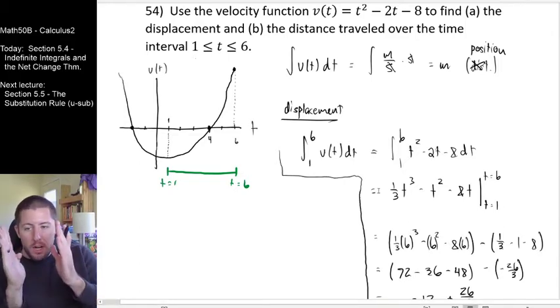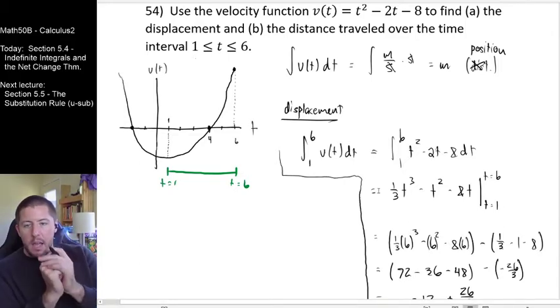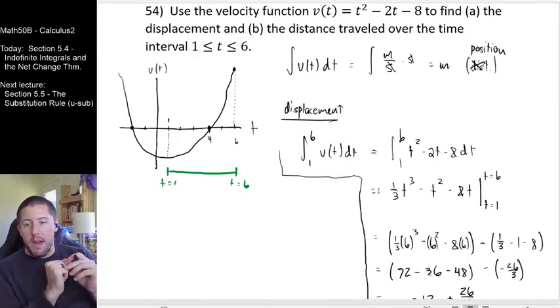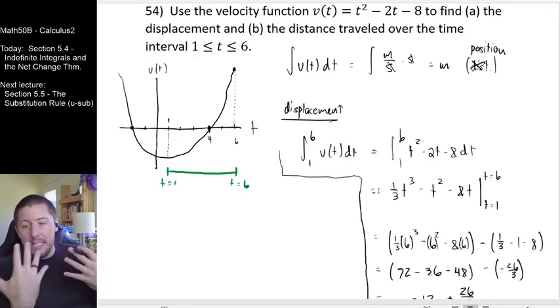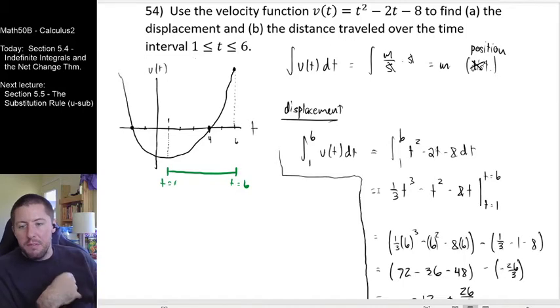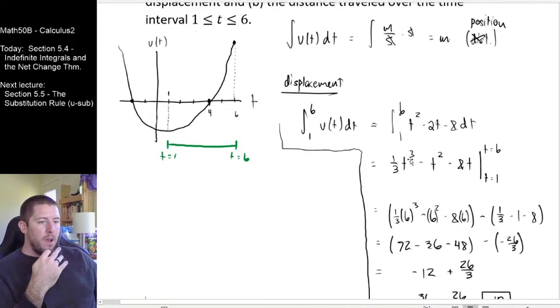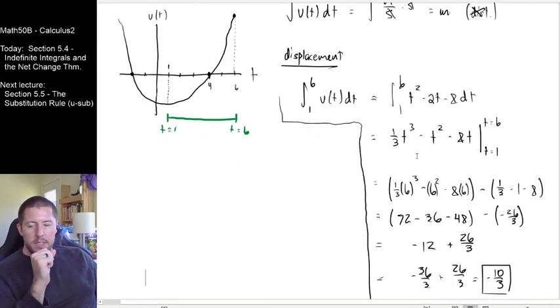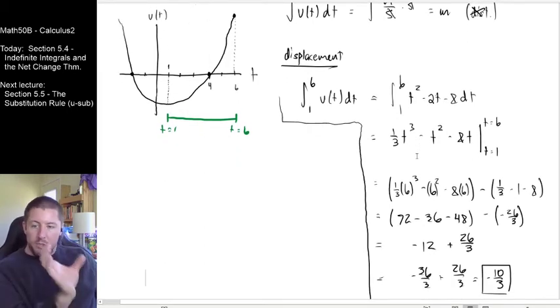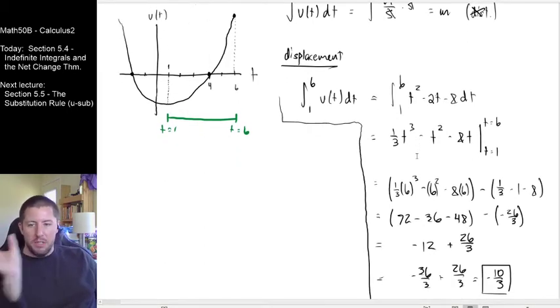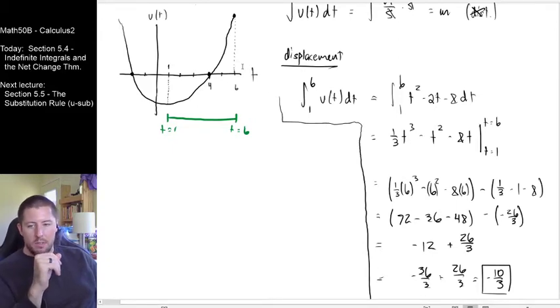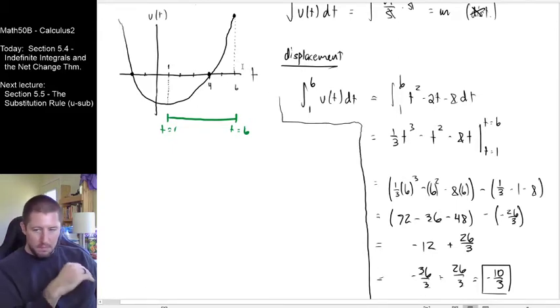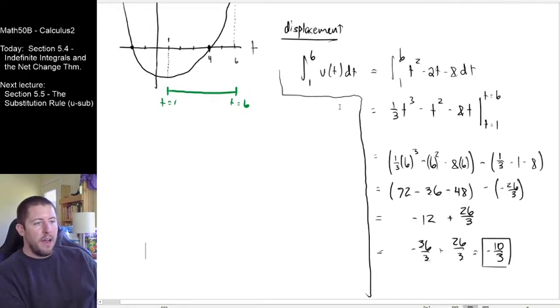It seems like from 1 to 4, we were going to the left, and then from 4 to 6, we were moving to the right. We would like to accumulate the positive distance traveled over each of those subintervals, right? So what we're doing is we're decomposing our full interval from 1 to 6 over chunks of consistent direction. This was all to the left, this was all to the right. If there was another change in sign, we'd have to do a third chunk.